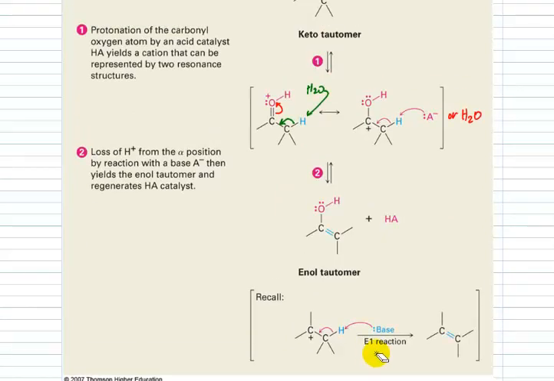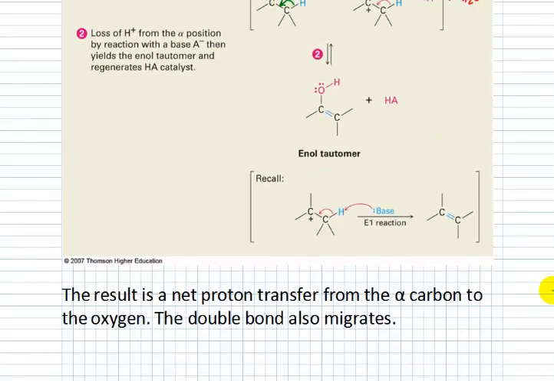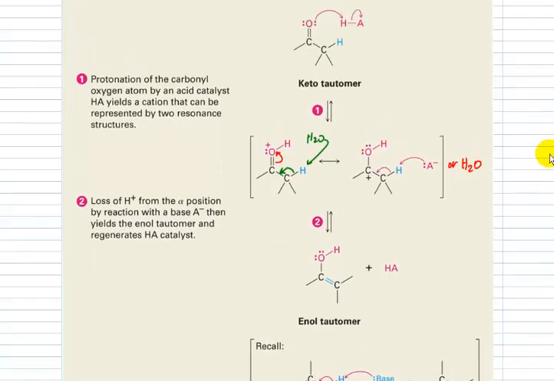Now, they remind us here that removing a hydrogen next to a carbocation is an E1 reaction, right? That's a first-order elimination that involves that carbocation. So in a standard E1 reaction, we would have had a leaving group that left on that carbon to make that carbocation. But here, we have this C+, and our base or whatever removes a hydrogen next to it, and that puts CH electrons towards the C+ to make that double bond right there. The end result of this is a net proton transfer from the alpha carbon to the oxygen, okay? And it's also a migration of the double bond.